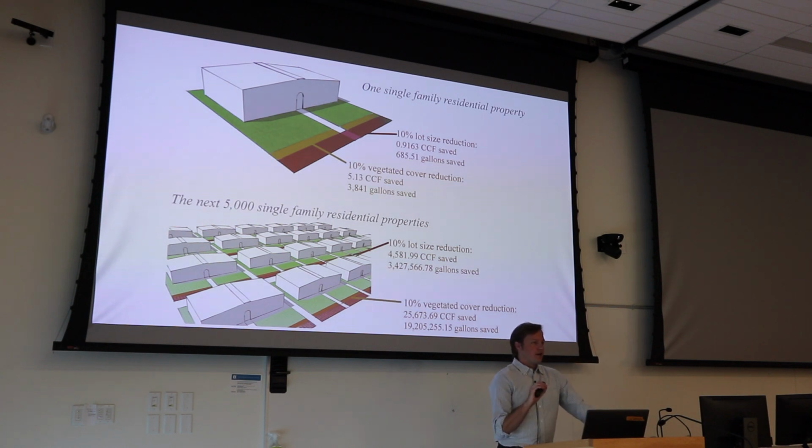So those are very small volumes in the context of citywide water consumption. But you start getting larger savings if you extrapolate those findings into what future development might look like. So if you were to plan and design and permit these buildings with these design changes, and let's say the next 5,000 single-family residential properties were built this way, you start saving millions and millions of gallons of water each year. So good evidence that design and planning can help conserve water resources in cities.